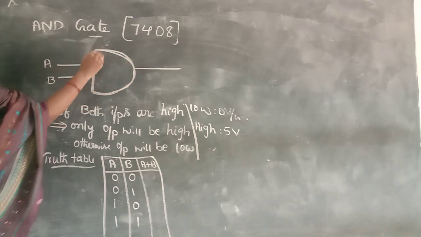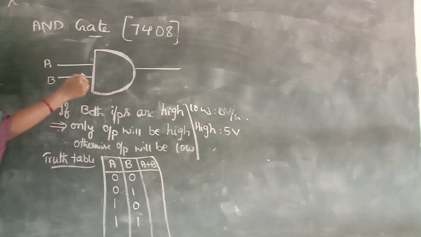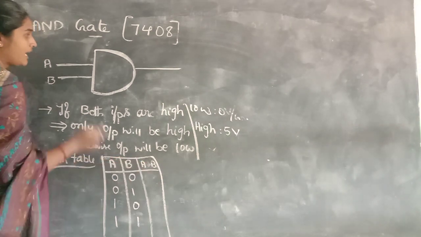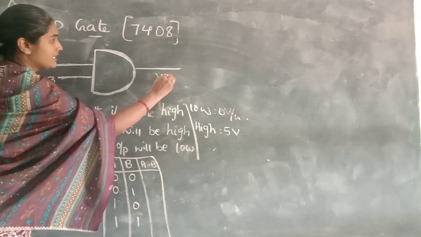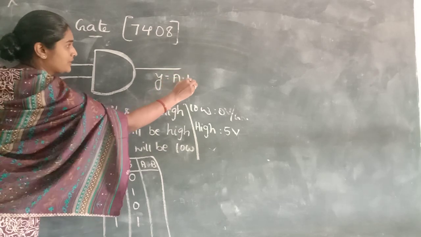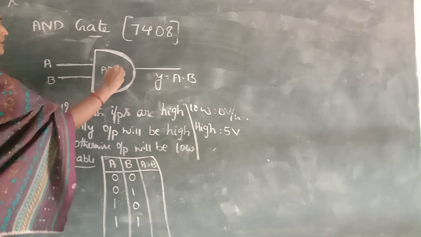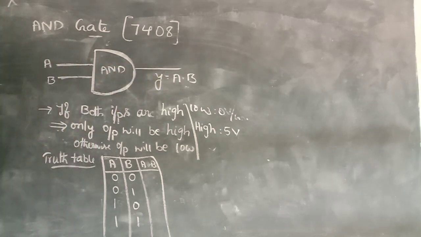It is a D-like structure. AND consists of two inputs named A, B. And next, the output of the AND gate is Y equals A dot B. The logic of the AND gate is A dot B.